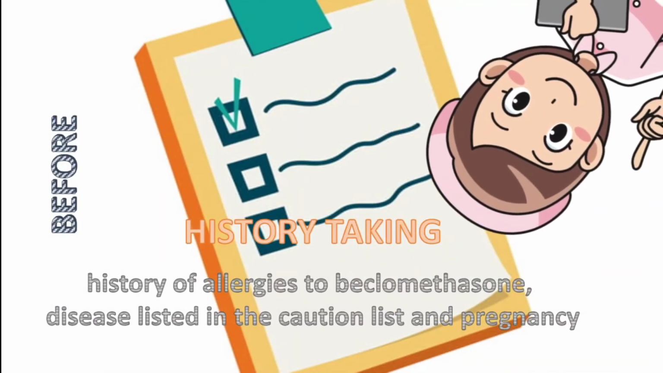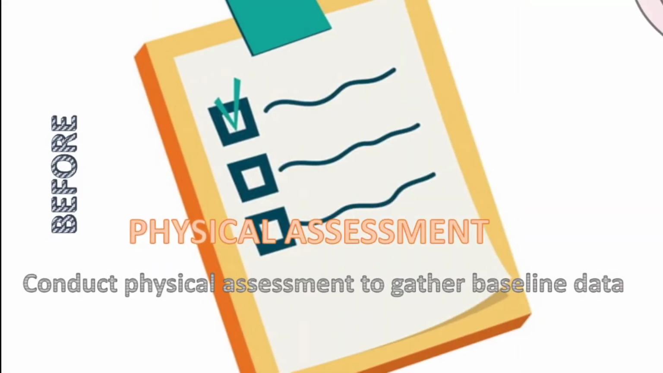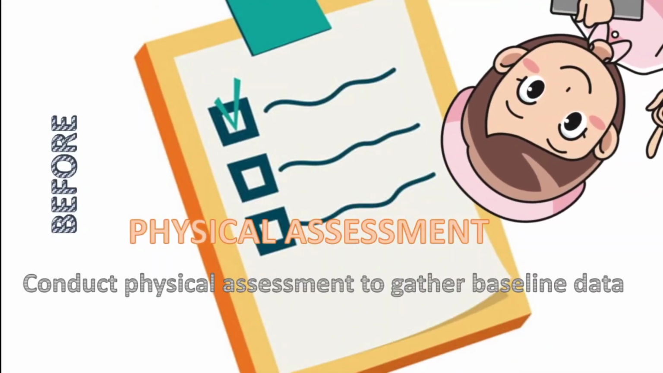First is to ask the patient for history of allergies to beclomethasone, history of any disease listed in the caution list, and pregnancy. It is important to ask the patient if she is pregnant because beclomethasone is pregnancy category C, which means it should not be given during pregnancy. Next is to conduct a physical assessment to gather baseline data.